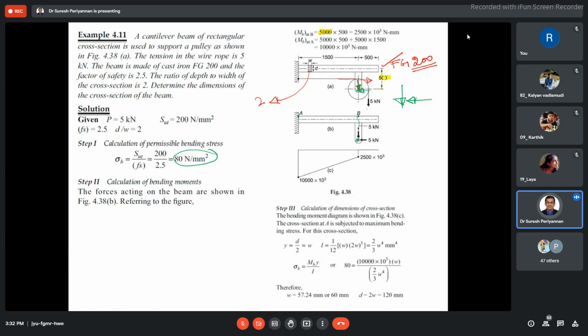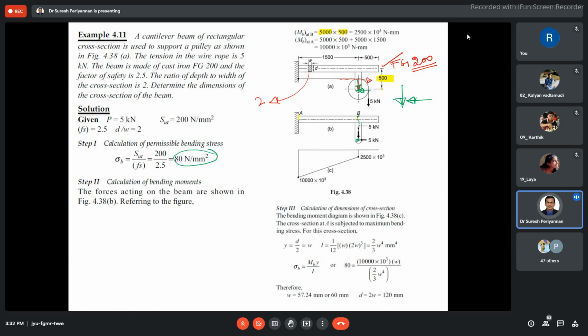500 mm they have given here. 5,000 into 500, that is the bending moment acting. Horizontal force into vertical distance. That is the bending moment acting at the point B.